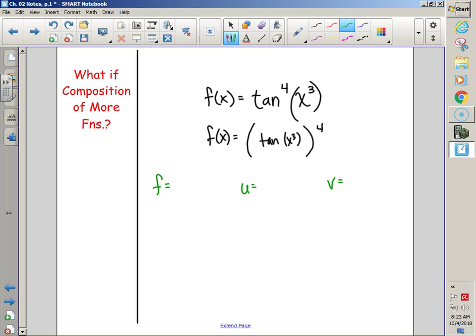What's going to be the middle guy? Tangent. Does that make sense, though? And then who's the inner guy? X cubed. So reevaluate. I'm going to show it too. The outer is x to the fourth. The middle is tangent. And the inner is x cubed.